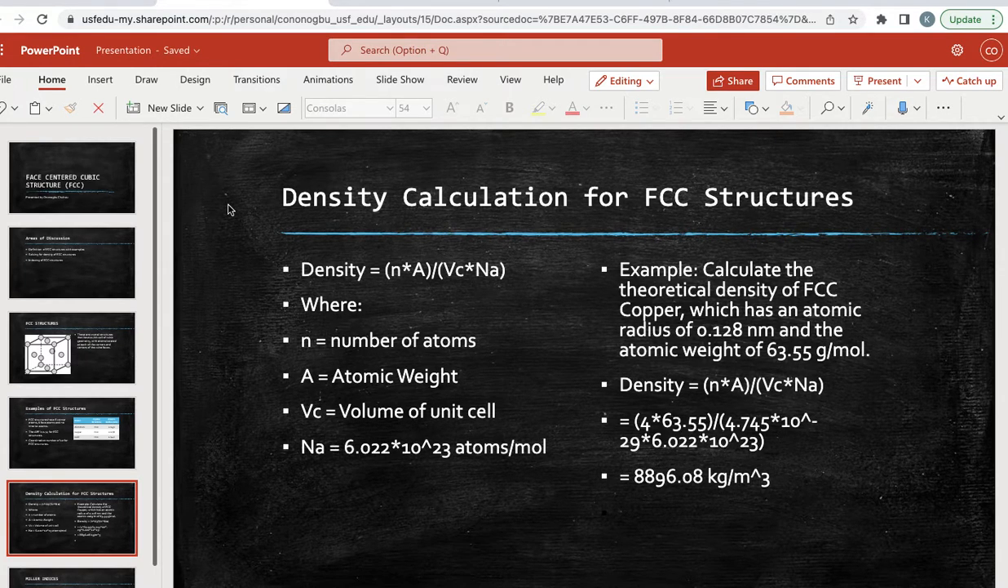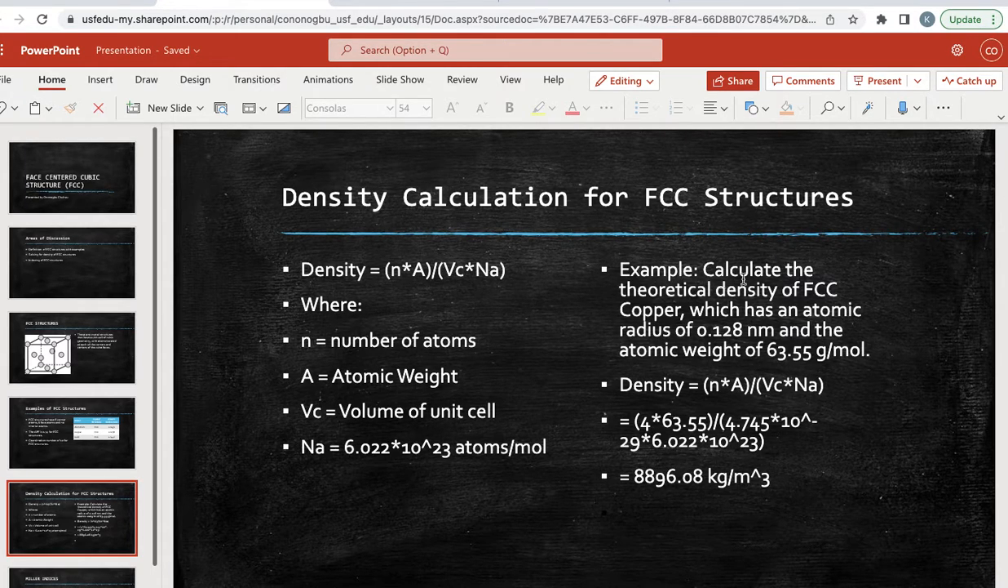So next slide. Now the good stuff, density calculation. If you want to calculate your density for FCC structures, this is the formula we're going to use: N times A, close the bracket, over VC times NA. Your N is your number of atoms, your A is your atomic weight, your VC is the volume of each unit cell, and your NA is your Avogadro's number, which is 6.022 times 10 raised to the power 23.